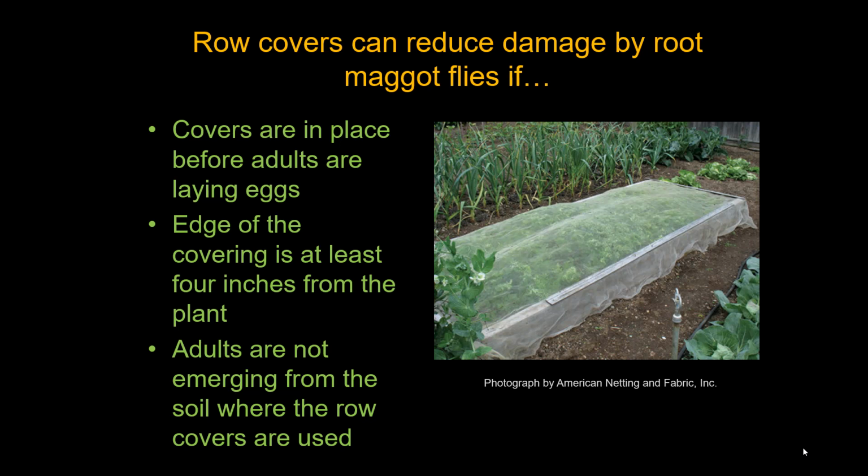And make sure that the adults aren't emerging from underneath that. If you put row covers over a bed of onions, and you had onions there last year, there's probably pupae of onion maggot in there, and they'll just come up and they'll have free reign underneath your row cover. But this is something that many people could use, particularly in a small garden, but it's also done in large plantings as well.